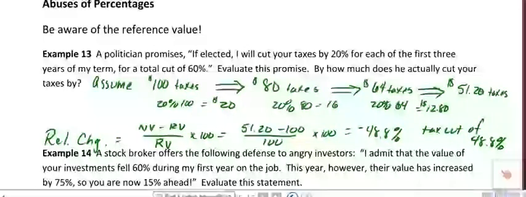The question is, how much does he actually cut your taxes by? I'm going back to that relative change formula: the new value minus the reference value divided by the reference value, multiplying it by 100 to tell me what percent cut I have. What's the change in these two? So the new value was $51.20. Those are my new taxes. The old value was $100. And if I divide that by 100 and then multiply by 100, because that's what the formula states to do, I end up with a negative 48.8%, and that's interpreted as a tax cut of 48.8%. Not 60%. So beware of that reference value.